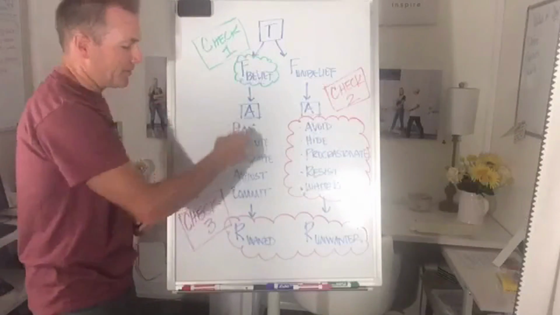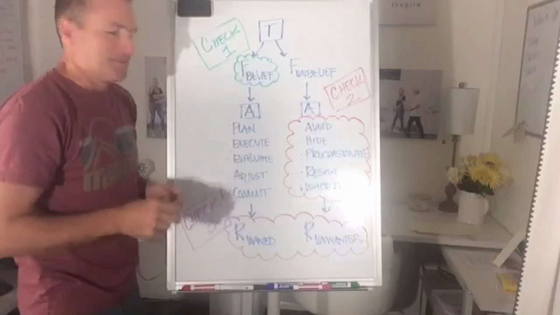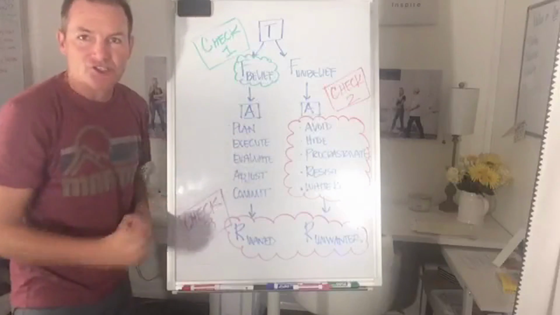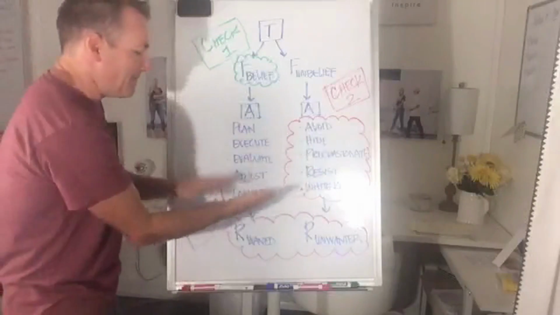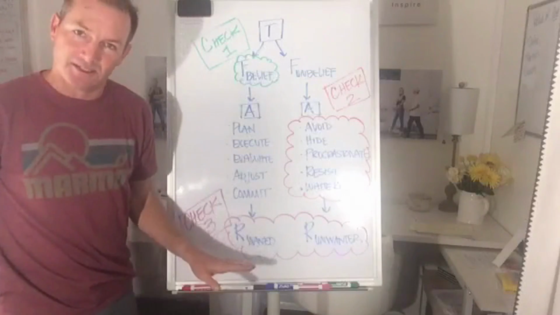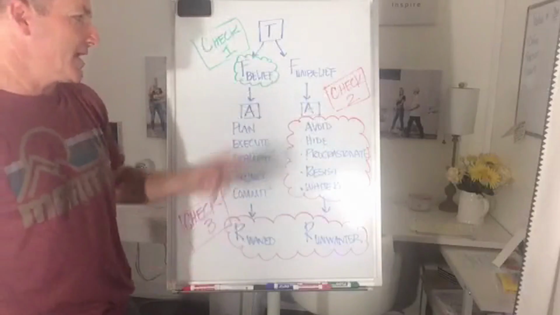If we're feeling in belief, then we go to our default because we don't know how to do everything we're trying to do. So we plan, execute, evaluate, adjust, and we do those things committed to continue this process until we get the result that's wanted. On the other side, we take a little different approach.